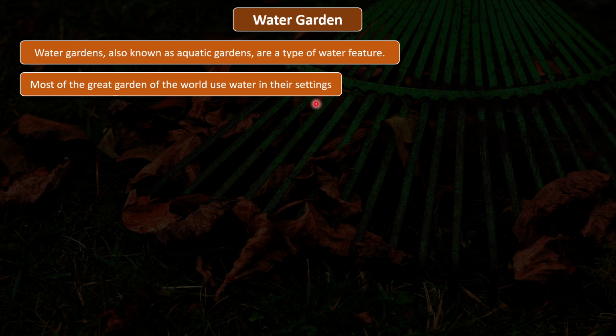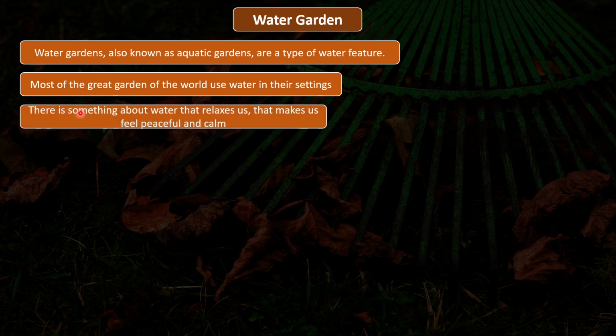So if you ever might have gone into a big public garden, you might also have seen water garden over there. There is something about water that relaxes us, that makes us feel peaceful and calm, right? Whenever we see water, it gives us a sense of relaxation. May it be seeing water in the Taj Mahal, in the water channel of the Taj Mahal, may it be the falling rainwater, may it be seeing a pond filled with water, it always gives us a sense of relaxation, right?